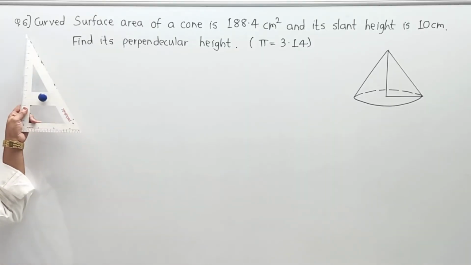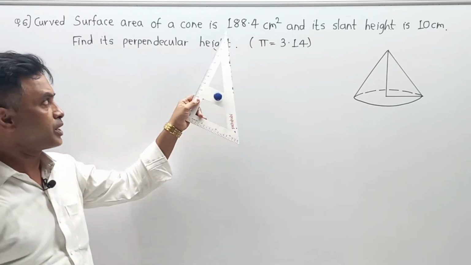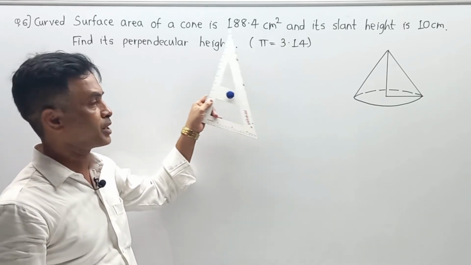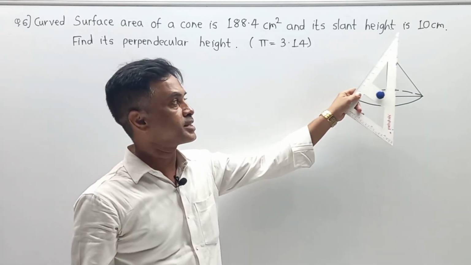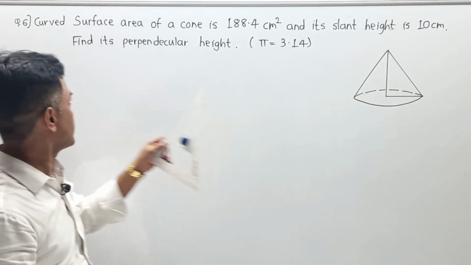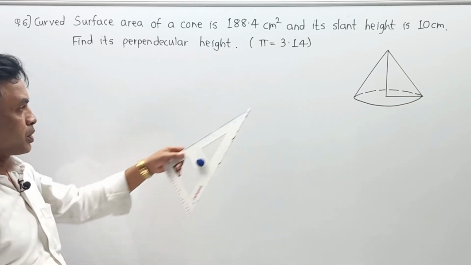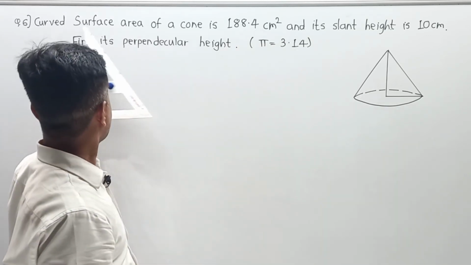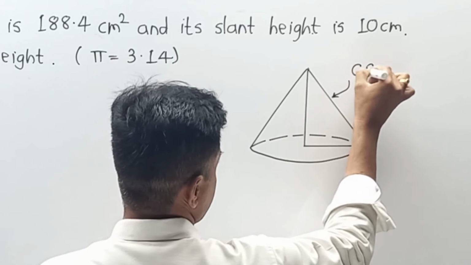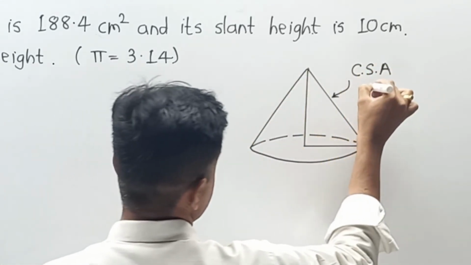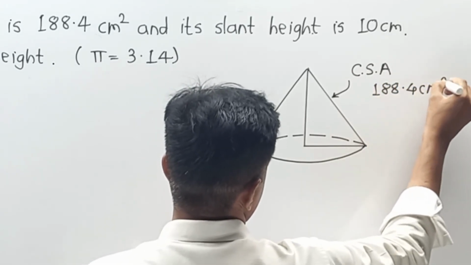Now moving to question number 6, and the part is curved surface area of a cone. Curved surface area of a cone is 188.4 square centimeter and its slant height is 10 centimeter. Find its perpendicular height, and pi is 3.14. Let us say for this cone they have given the curved surface area of this cone as 188.4 square centimeter.